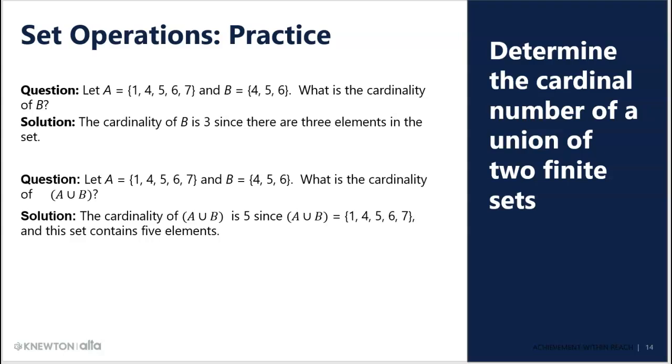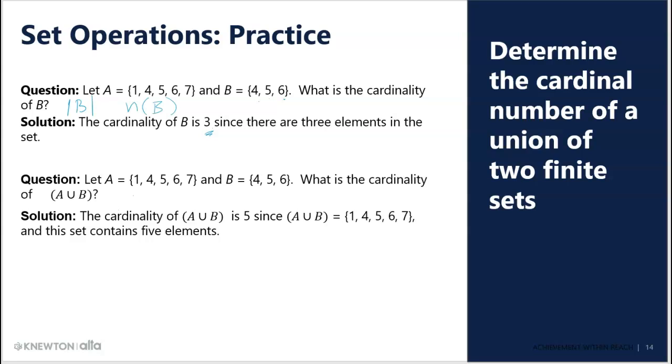So here's a practice problem. A is 1, 4, 5, 6, 7. B is 4, 5, 6. What is the cardinality of B? Well, that's just how many elements are in B. So there's 1, 2, 3 elements. The other way this could be asked is you could be asked what looks like the absolute value of B, or I could just say what is n of B, rather than spell out the word cardinality, either of these symbols. Cardinality of B is 3.